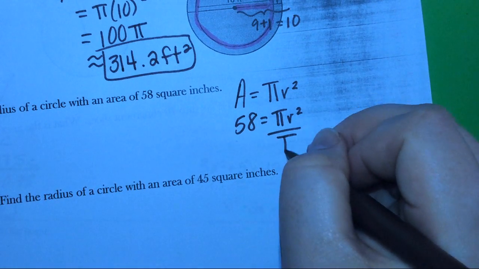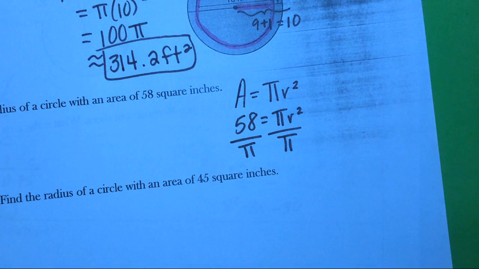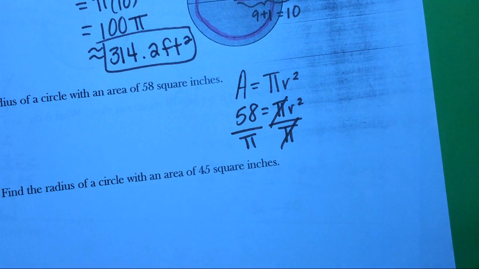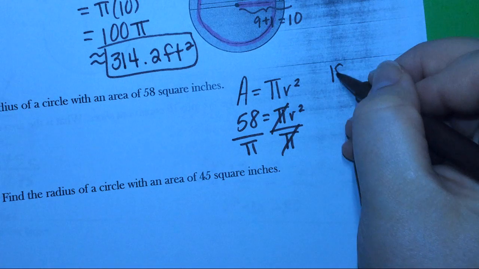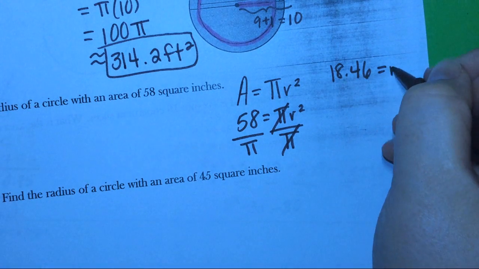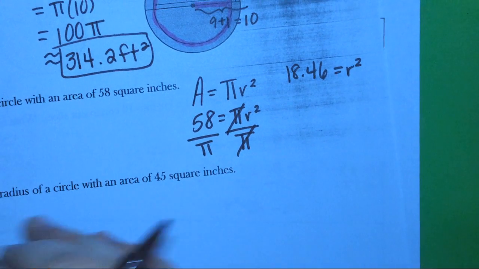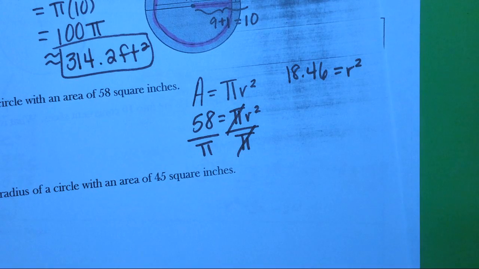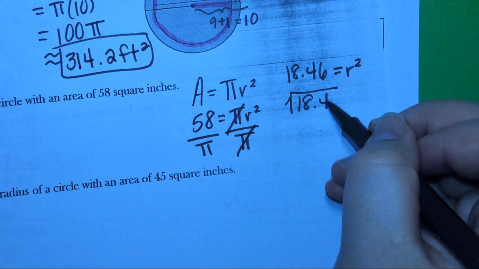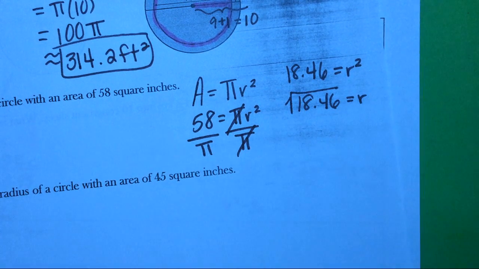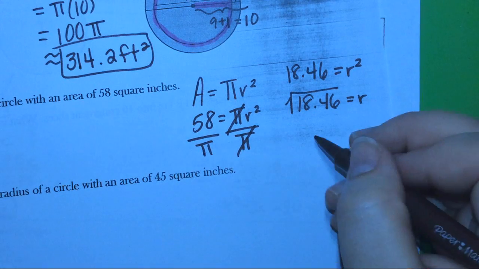Yes, and we can divide by pi. Even though pi is represented with that symbol, it's still a number, so we can divide by it. Okay, I'm going to write 18.46 equals r squared, but if you want to say 18.5, I don't even really care. Do we have r? No, don't try to put it under the line. Yes, we'll have to take the square root of both sides to get just r. What do you end up getting?